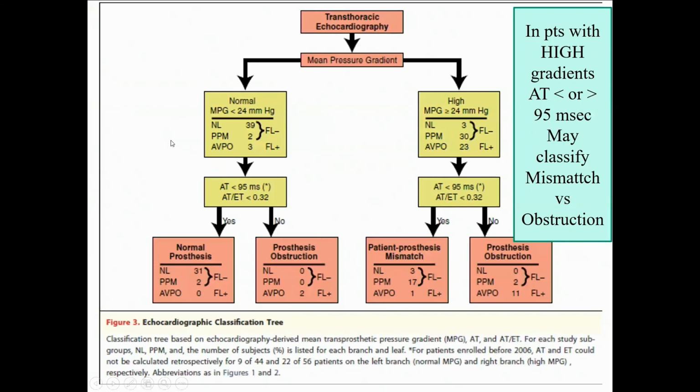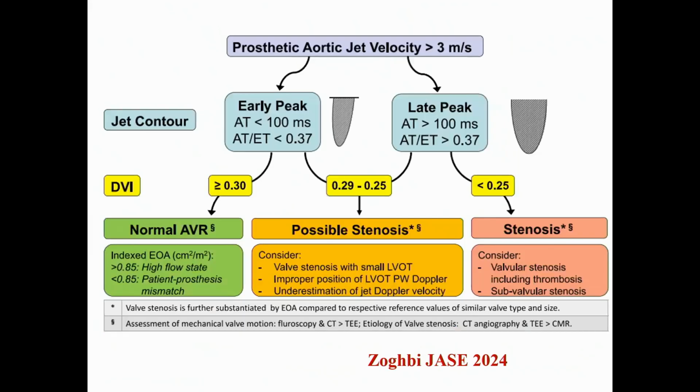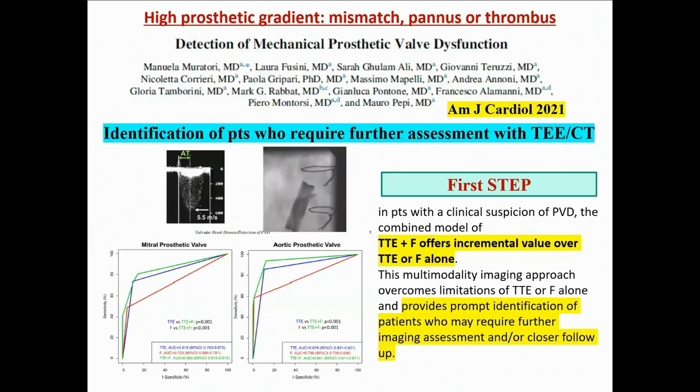Therefore, we suggested in the guidelines to evaluate the acceleration time in the presence of an altered mean gradient to define whether or not there is a mismatch versus an obstruction. This was also received in the American guidelines, and when there is an alteration of the prosthetic aortic jet velocity, it is very useful to add the acceleration time and all these values to have more details in terms of the gradients and the normality of the prosthetic.